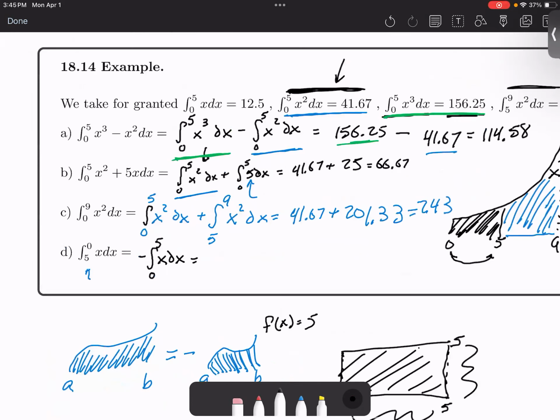And this hopefully is given to us. Yes, the integral between 0 and 5 of x is just 12.5. So the integral between 5 and 0 is minus 12.5.